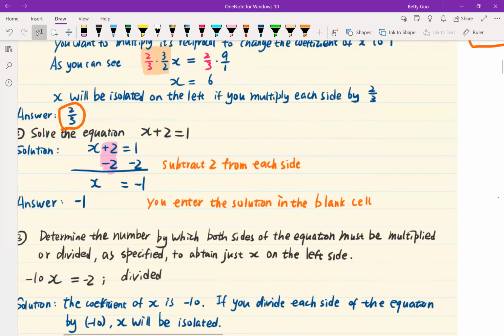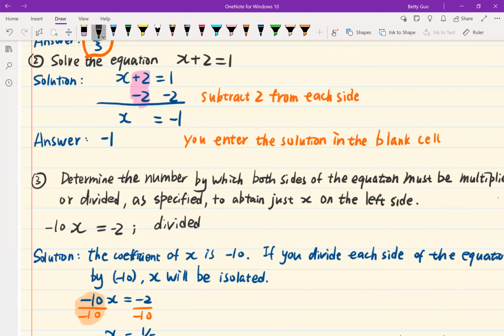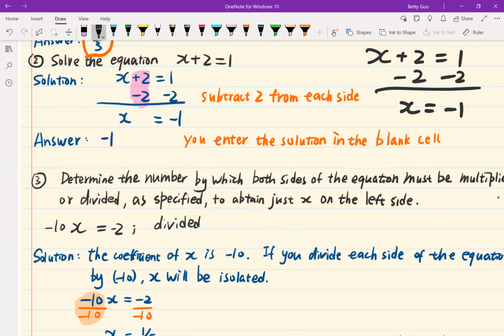Number 2. Solve the equation x plus 2 equals 1. How do we isolate x? Minus 2 from both sides. x equals 1 minus 2, negative 1. So the answer is negative 1. You could always plug it back in to double check your proposed solution. If the number satisfies the equation, then the number is the correct answer.